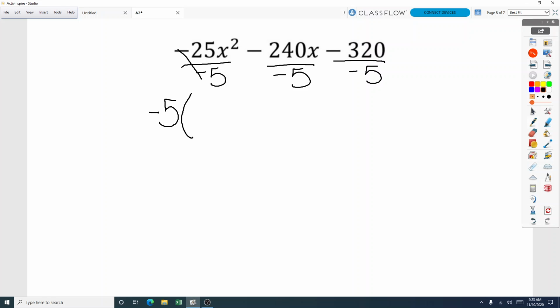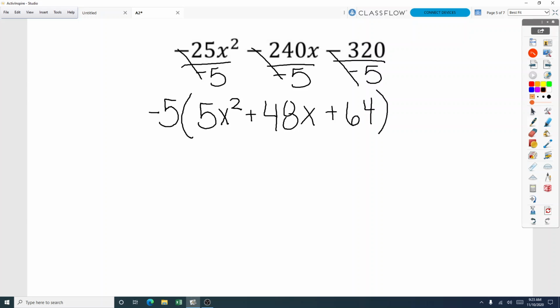Those negatives cancel, giving me 5x squared. Those negatives become a positive, giving me 48x. Those two negatives become a positive, giving me 64. Okay, so now I'm ready to draw my factors. So I'm going to remember to carry down my negative 5. I'm going to draw two factors. They each get a 5x. And then I'm ready to multiply.